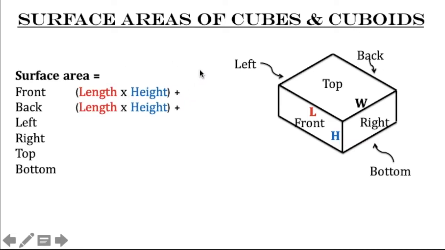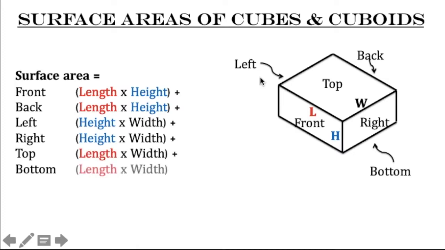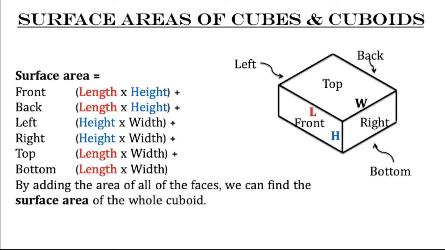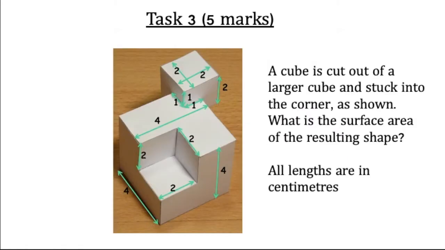To that we add the back one, which is directly opposite that one. It's the same thing. And then we have the left one, calculate that area, and then the right one, calculate that area, and the top one and the bottom one, you add them all together, you get the surface area of the whole cuboid. That brings us to task number 3, which is worth 5 marks.